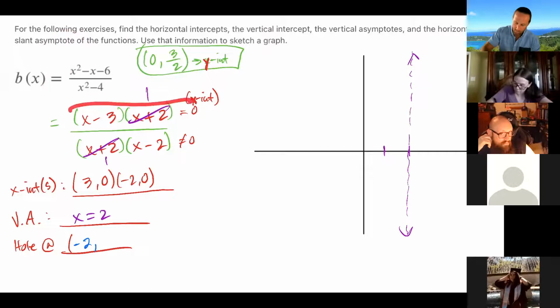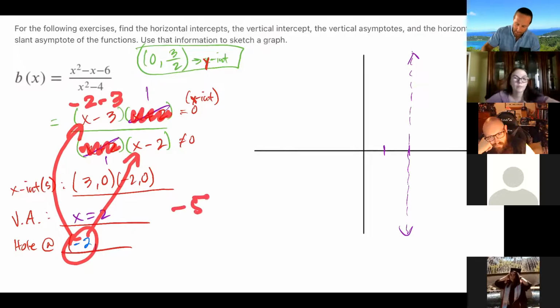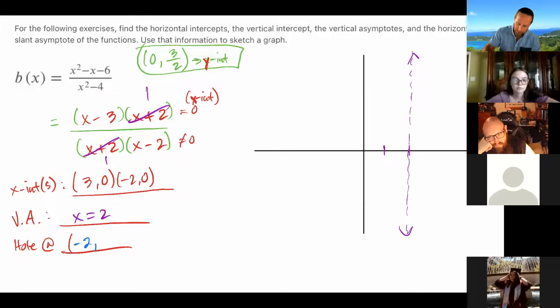Problem is, it doesn't work in the original. But once we got rid of that and we got rid of that, now we can plug in the -2 here and here for x. And that would give me -2 minus 3, which is -5, over -2 minus 2, which is -4. So 5/4. So if I wanted to graph that, -2, up 1¼, right there.